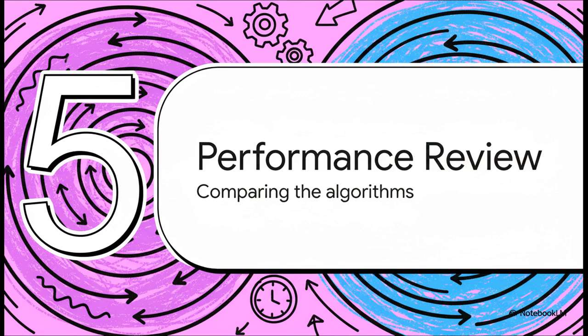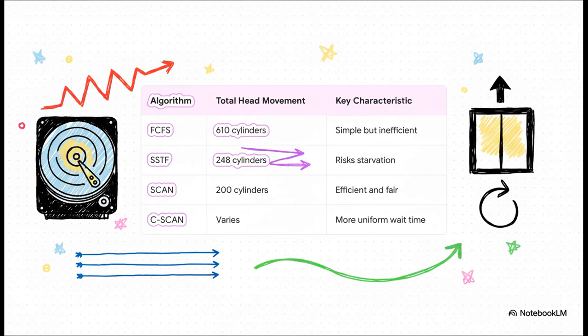All right, the gauntlet has been run, our algorithms have been put to the test. Now it is time for the final showdown. Let's put all the results together and see how they stack up. And this table really just says it all. FCFS, simple but terribly inefficient. SSTF is way more efficient, but you run that huge risk of starvation.